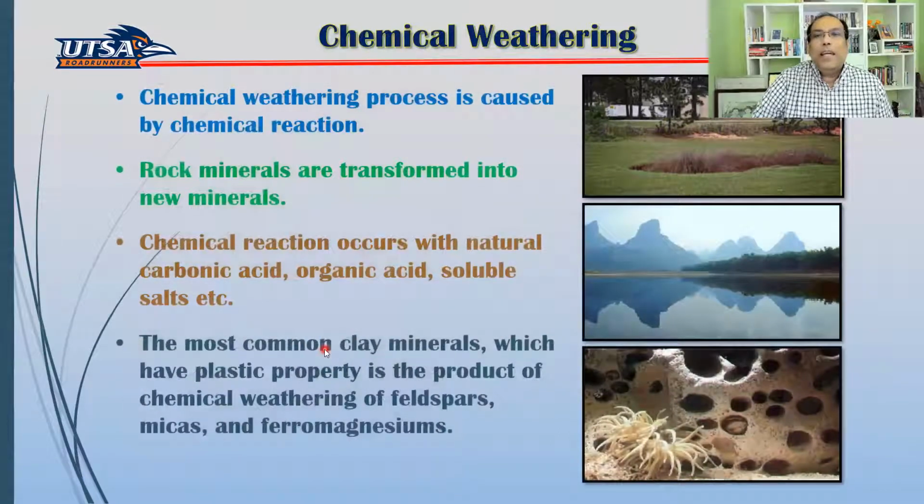Now let's go to chemical weathering. Chemical weathering is a process caused by chemical reactions. Rock minerals are transformed into new materials or new minerals. Chemical reactions occur with natural carbonic acid, organic acid, or soluble salt, etc. The most common clay minerals, which have plastic property, are the product of chemical weathering of feldspar, micas, and ferromagnesians. You can see a lot of chemical weathering systems here.